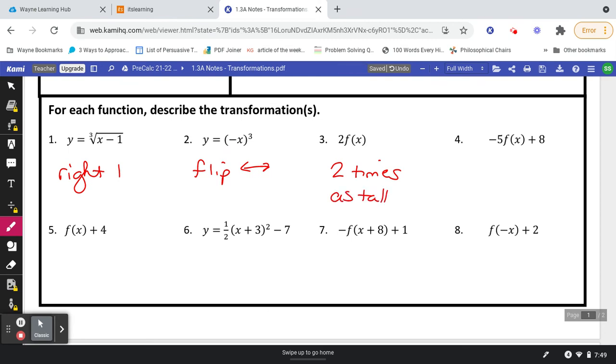Problem 4 actually has 3 changes to it: the negative, the 5, and the 8. So the negative in front is going to flip it up down. The 5 is going to make it 5 times as tall. And then the 8 at the end of the problem is going to move it up 8.